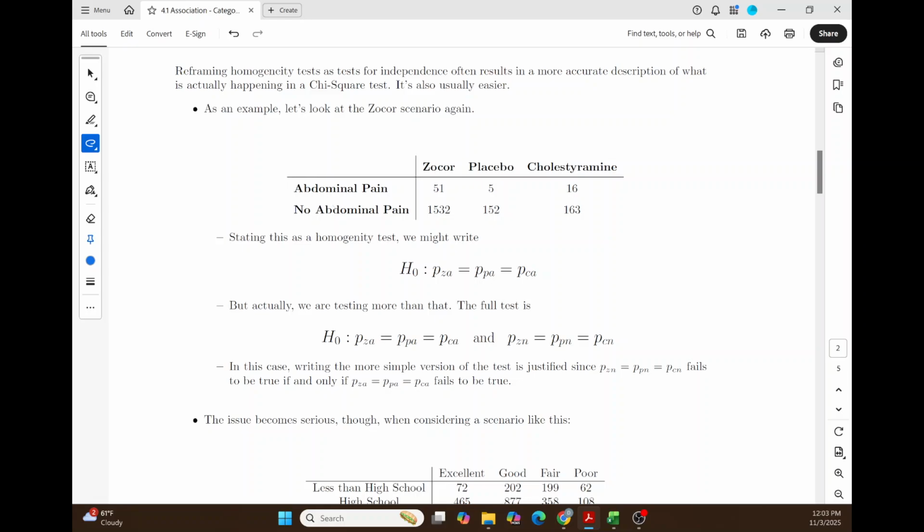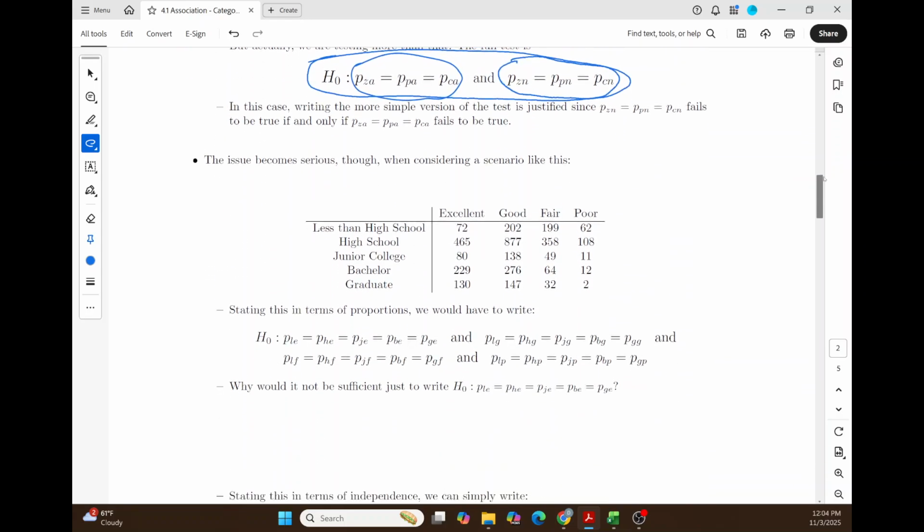But notice that that only incorporates the top row of people who experienced abdominal pain. What about people who did not experience abdominal pain? So in reality, when we're running a homogeneity test, we're testing more than just this hypothesis here. We're actually testing this entire set of hypotheses down here. And so in this case, we're totally justified in writing out this simplified version because this condition is going to fail if and only if this condition fails. That's true for this particular test, but it's not true in general.